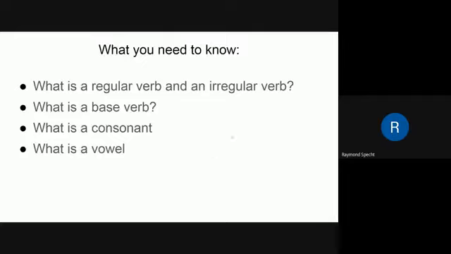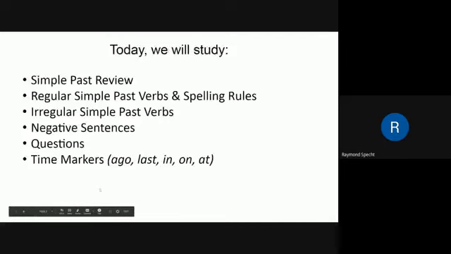What you need to know. What is a regular verb and an irregular verb? What is a base verb? What is a consonant? And what is a vowel? Today we will study simple past review, regular simple past verbs and spelling rules, irregular simple past verbs, negative sentences, questions, time markers such as ago, last, in, on, at.